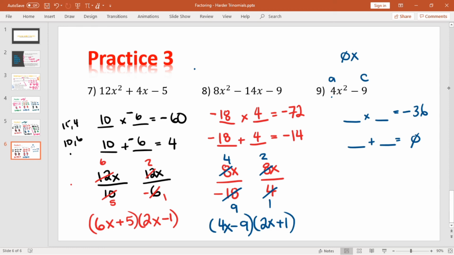All right, so we know they're going to be the same numbers. We know they're going to be opposite. The only way to do that with 36 is to do 6 times negative 6. And we write down our two fractions.